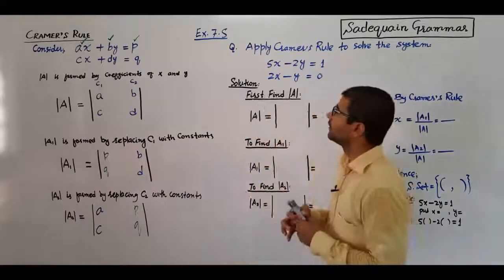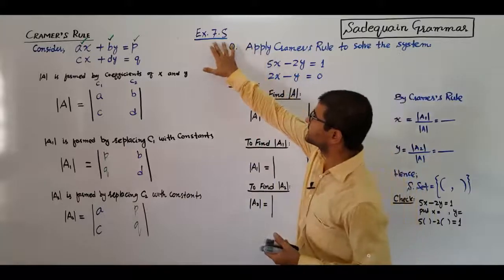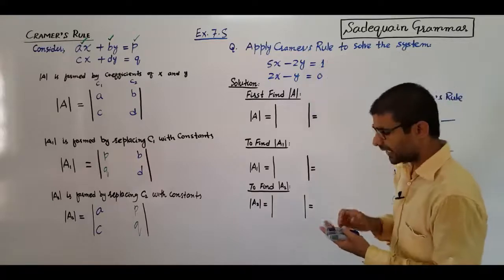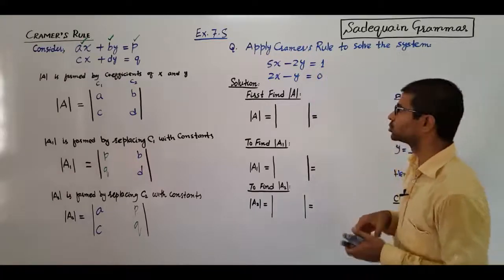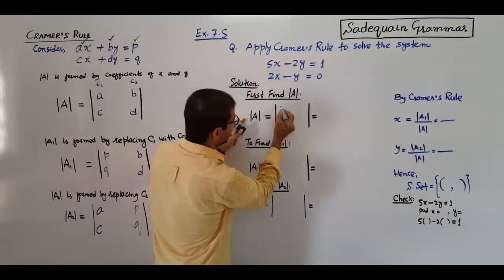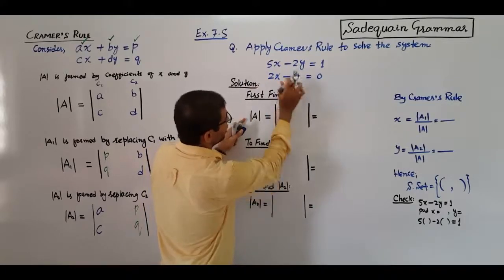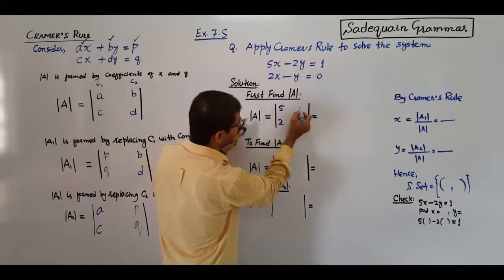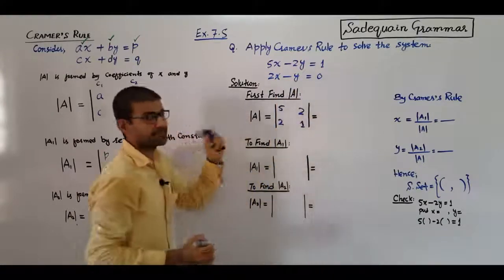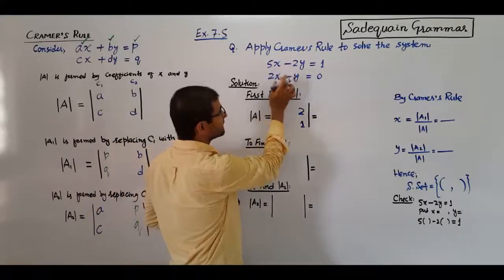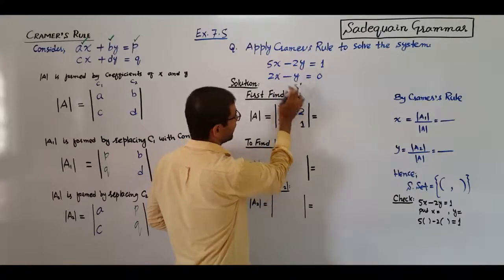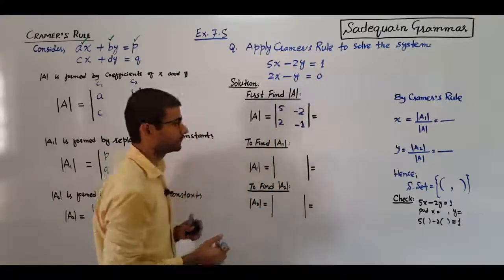In exercise 7.5, the question says to apply Cramer's rule to solve the system. We have two equations and we have to solve them by applying Cramer's rule. So the A determinant is formed by coefficients. Coefficients of x are 5 and 2. Coefficients of y are 2, and here the coefficient of y is 1. But there is a mistake, students. We have to take the signs. So the coefficient of y is minus 2. The coefficient of y is minus 1.